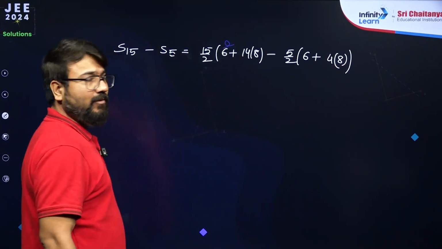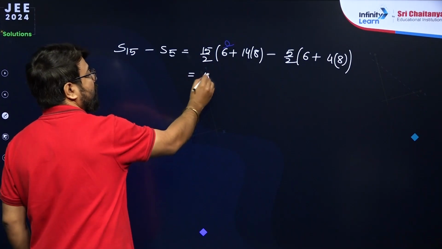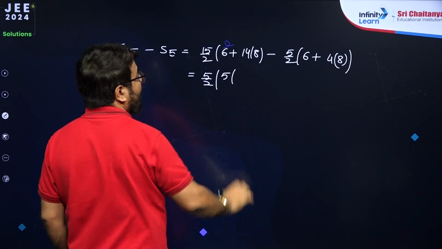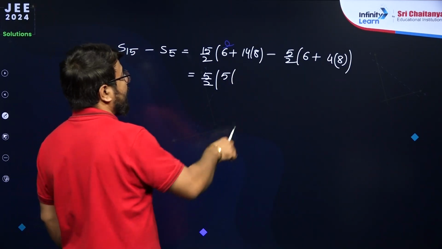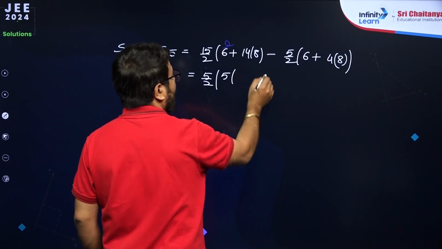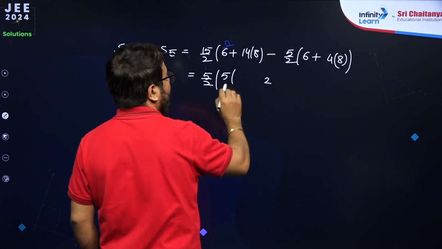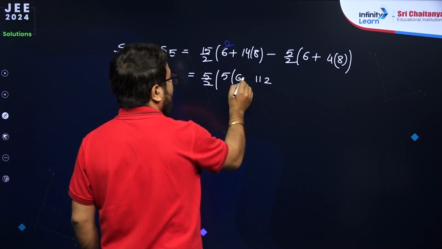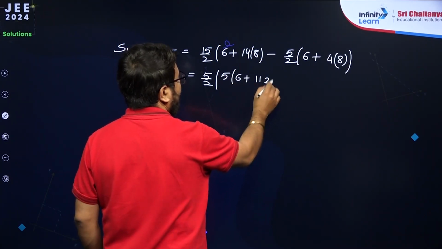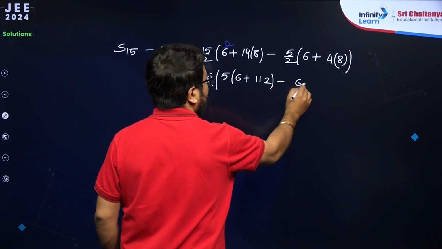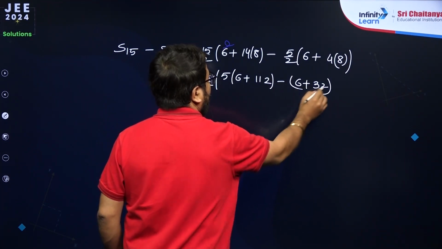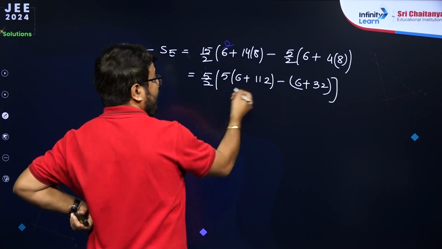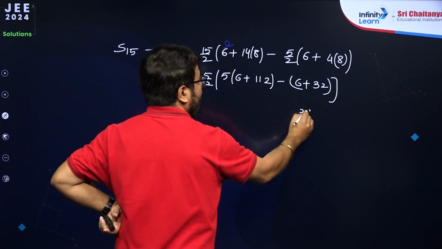Now we just need to take out the common factor. Can I take 5 by 2 as common? Yes, very easily we can take. Here it is 5 times. It is 14 into 8. So 8 fours are 32 and then 8 ones are 8. It will be 112 basically. Okay. And here we have plus 6. So that becomes 118. And then it is 6 plus 32. I hope this has also been clear to you. 6 and 32, like this becomes 38.